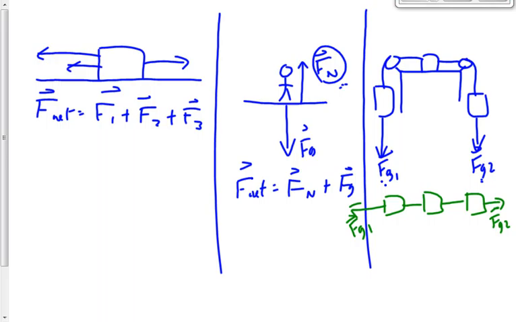All right, at this point, we would do the same thing as we do for all the other problems. F net is equal to the sum of the forces, Fg1 plus Fg2. And then we would sub m times a in for the net force.